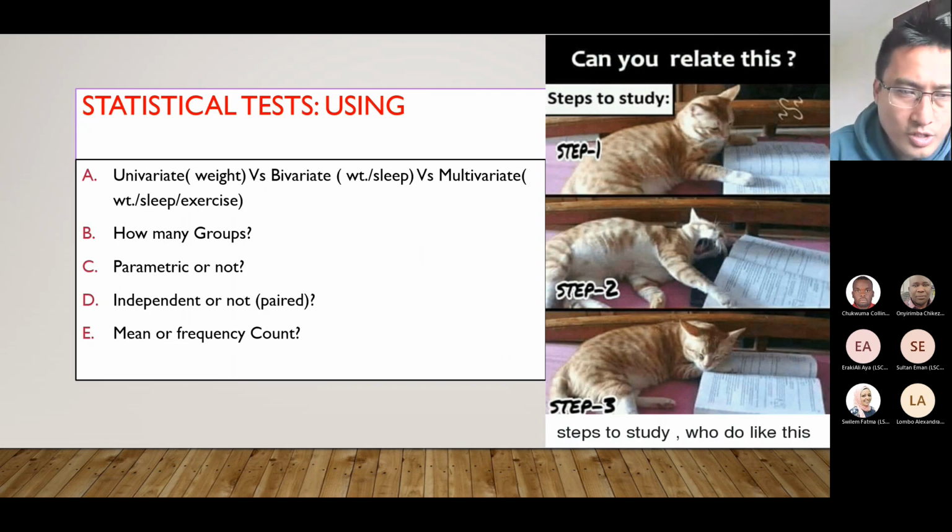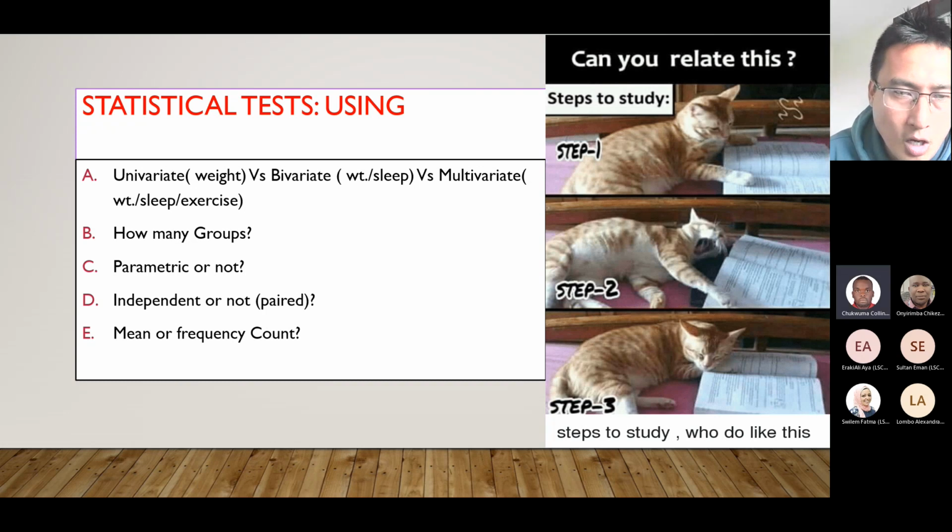Now, this is the one which is complicated, the statistical test using univariate, bivariate, and multivariate. Univariate is if they use only one term to study. Bivariate is if they use two terms to study, like weight and sleep. Multivariate is if they use three different things to study, like weight, sleep, and exercise. So is everyone clear about univariate, bivariate, and multivariate studies?